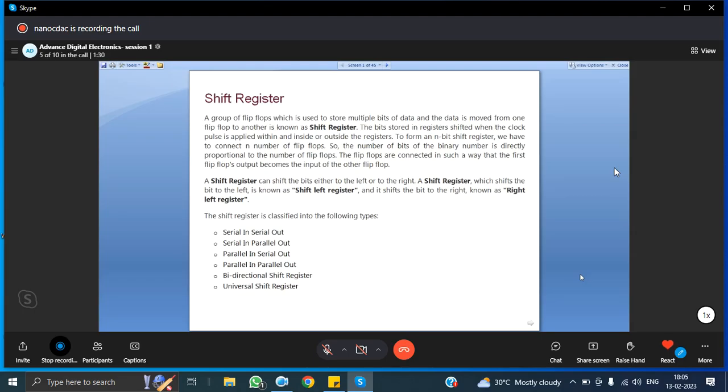In sequential circuits we started with synchronous and asynchronous sequential circuits. There we studied latches and flip-flops, and the conversion of flip-flops from SR to D and JK to T. After the conversion of the flip-flops, we saw how to draw the state diagram.